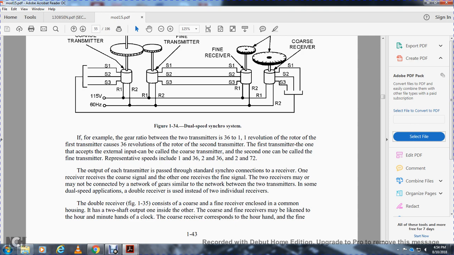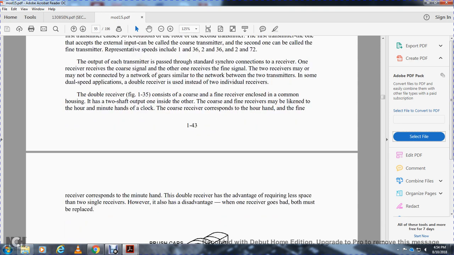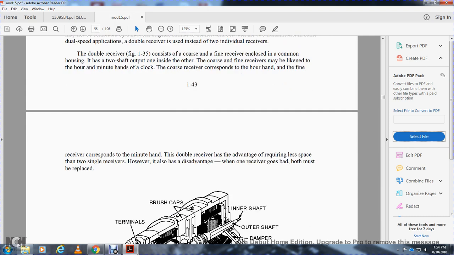The double receiver, figure 135, consists of the coarse and fine receivers included in a common housing with two shaft outputs, one inside the other. The coarse receiver may be like the hour hand of a clock, and the fine receiver corresponds to the minute hand. The double receiver requires less space for the two signal receivers, with the disadvantage that if one receiver goes bad, both must be replaced.